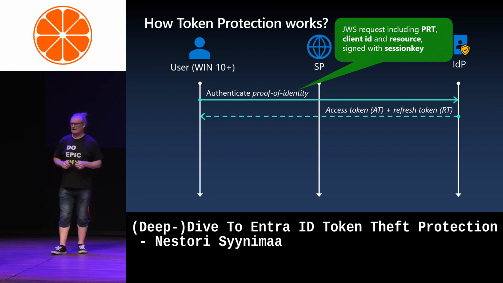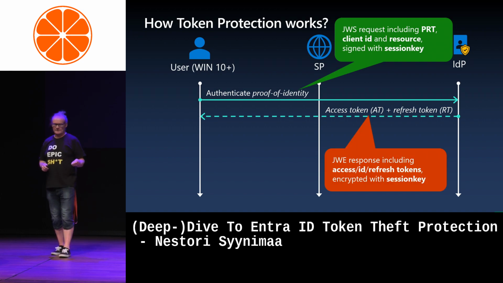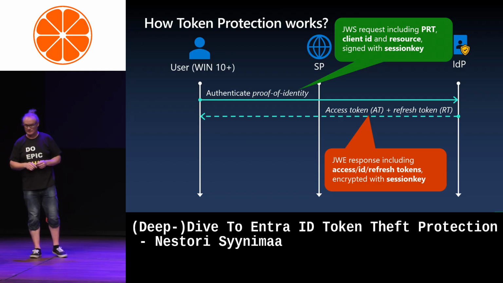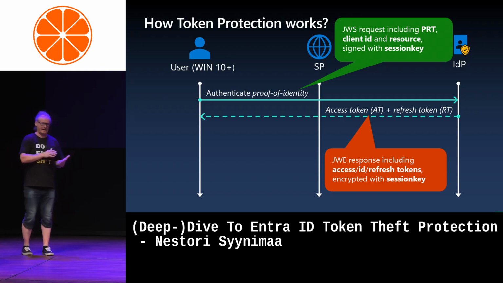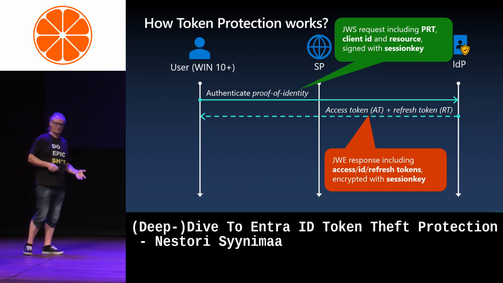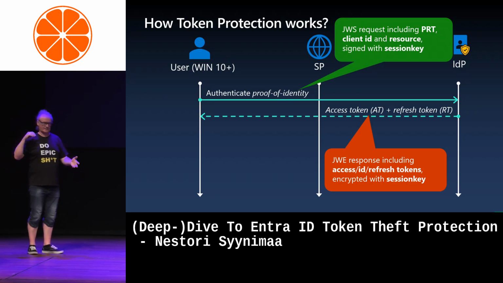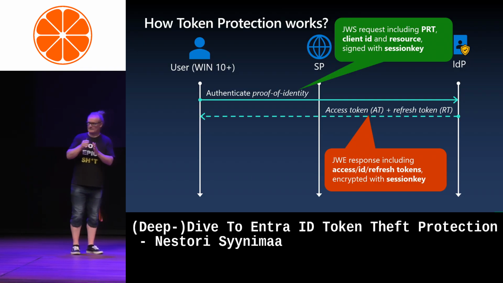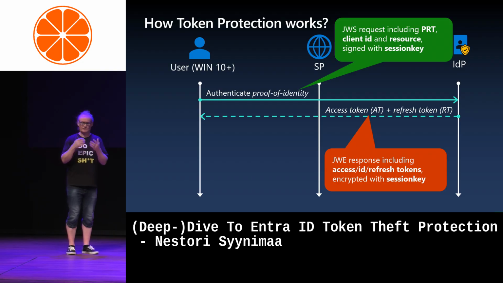And now what comes back is an access token and refresh token, but these are in an encrypted container. A JSON Web Encryption container, and it has the access token, ID token, and refresh token. But they are encrypted with the session key. So even if you are using, let's say, an adversary-in-the-middle attack, you can see what is coming back, but you can't do anything with that because you don't have the session key. So this protects you against that kind of attack, right?